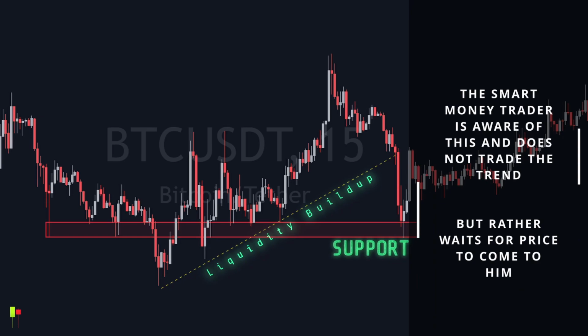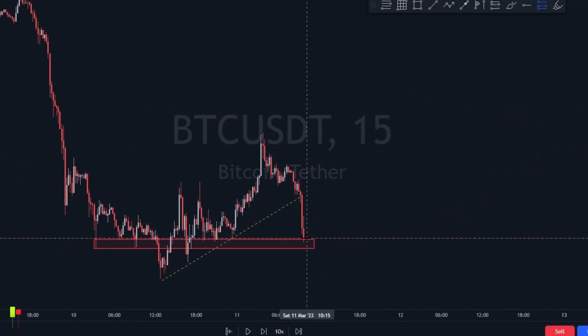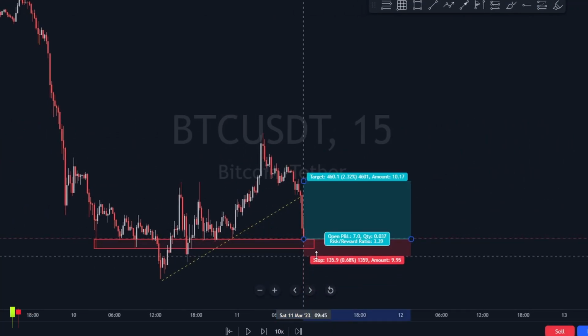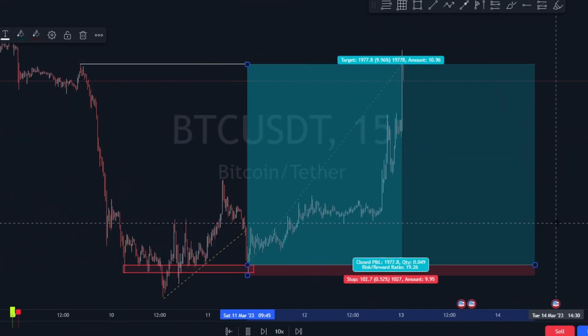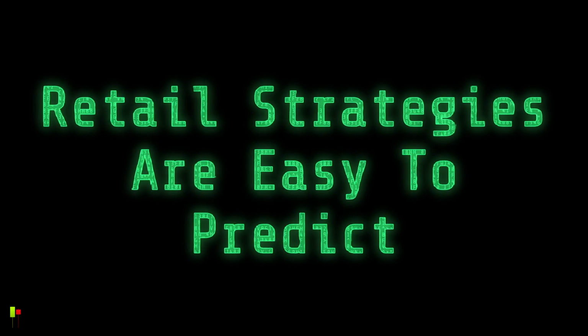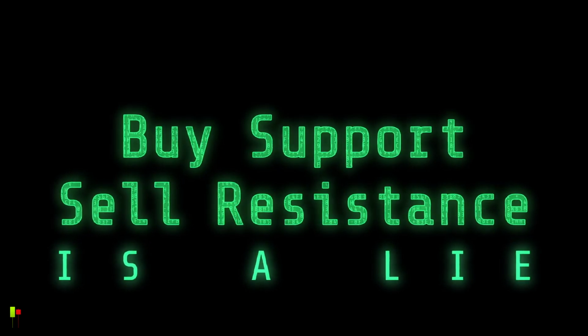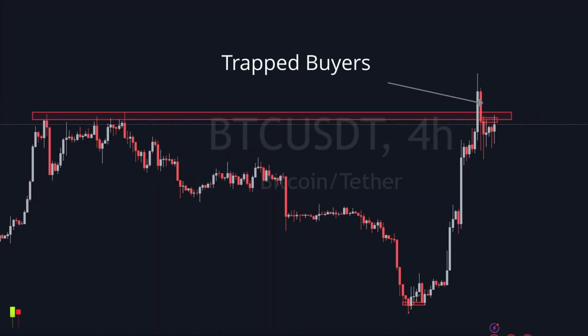The smart money trader is aware of this. He sees the liquidity and waits for price to come to him. He doesn't trade the range. He doesn't trade the trend line. He waits for his setup to play out, entering into a winning position. The market makers understand how retail trades. They understand support and resistance, setting price up to trap them into poor positions before reversing price in the opposite direction. The smart money trader can see liquidity and will often take his orders around these areas where retail have placed their stop losses.